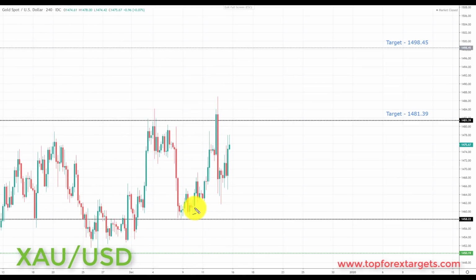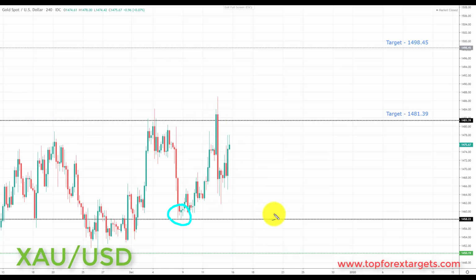Now, last week we started the week in this area, and we highlighted in last week's video that we were looking for a rally in this market to the upside in gold into the key area of resistance of the 1481.39. You can see that's exactly what it did last week. We had this rally into this target last week before selling off, and we finished just below here.